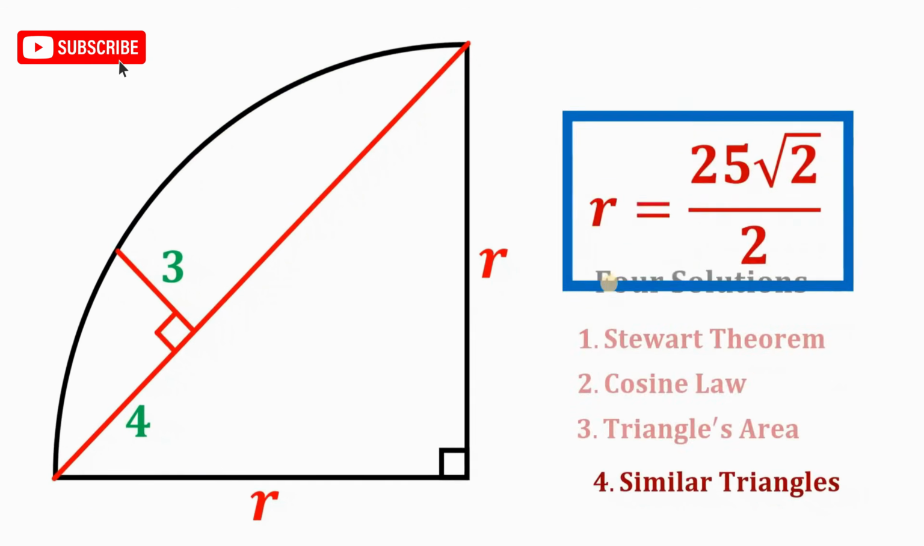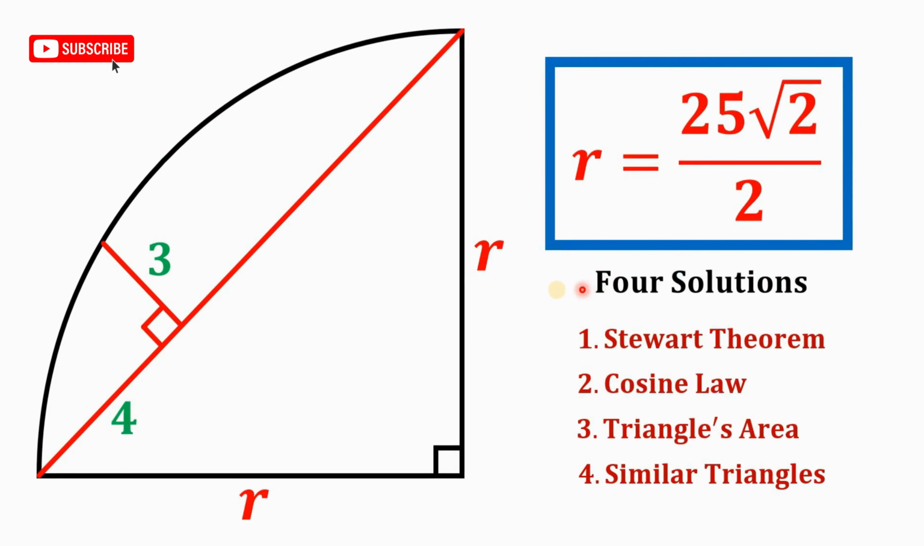Therefore, using 4 different solutions, 4 different methods to find the value of r, our answer to this question is 25 times square root of 2 divided by 2. And as always, we are done.